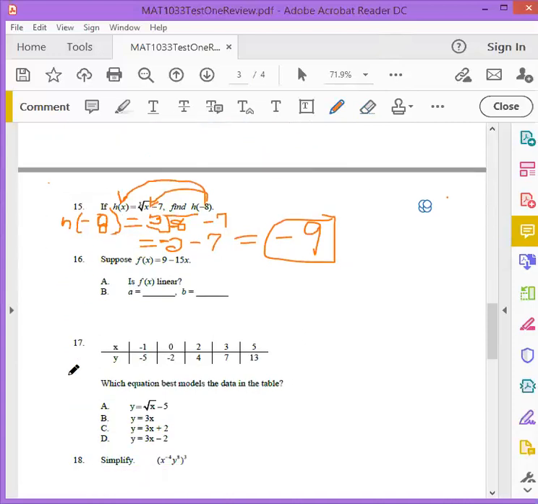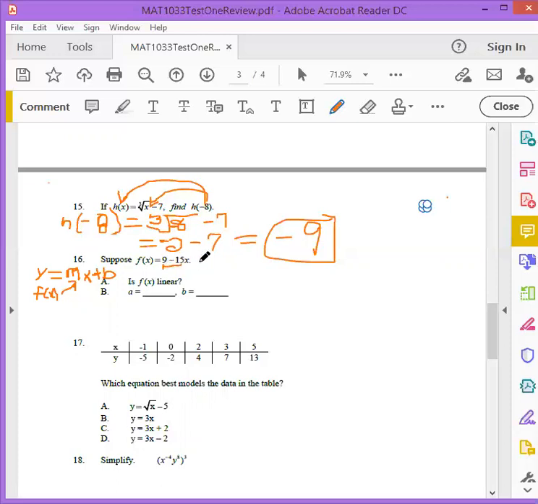Let's look at number 16. Suppose f of x equals 9 minus 15x. Is this a linear function? Now, can this be written in that slope-intercept form? When we have an equation, we can look to see if the equation can be written in a linear form, which we know slope-intercept form is. So can I write this as y equals mx plus b, or f of x equals mx plus b? Do I have some number times x plus or minus another number? And we do. It's just in different order.